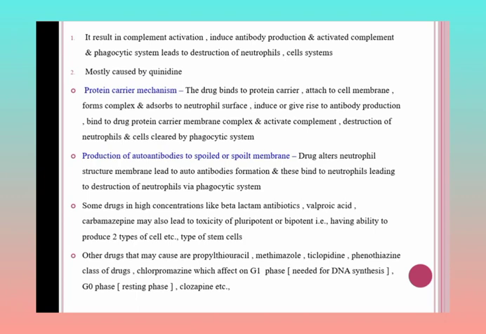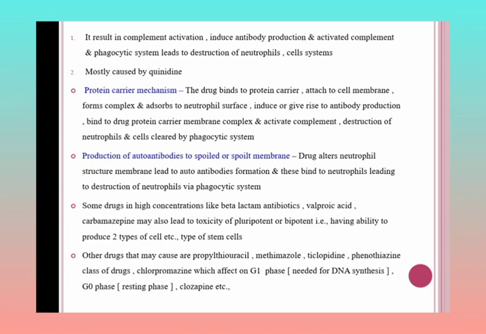These antibodies then bind to the drug-protein carrier membrane complex. By such binding, they activate complement and cause destruction of the neutrophils. The cells are then cleared by the phagocytic system. So this is the process that occurs in the protein carrier mechanism.